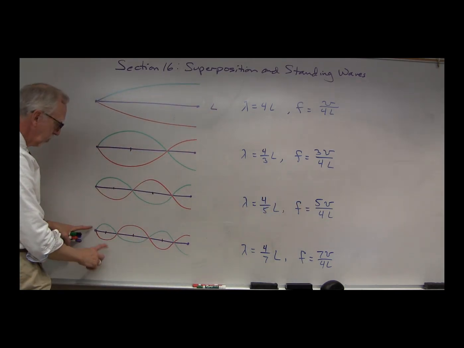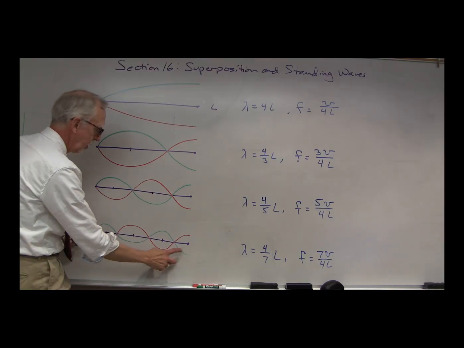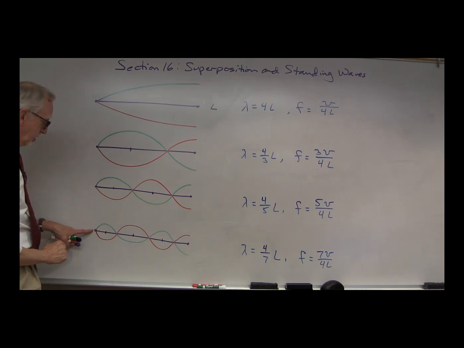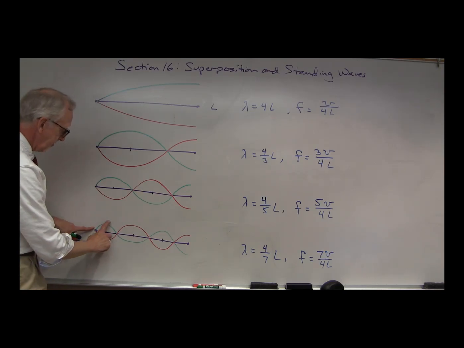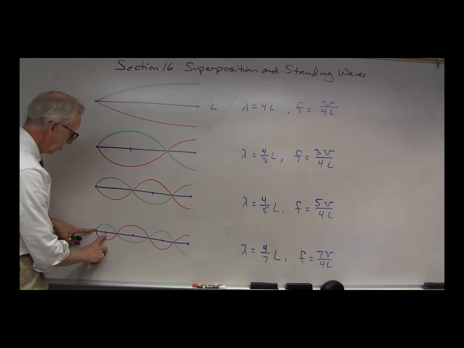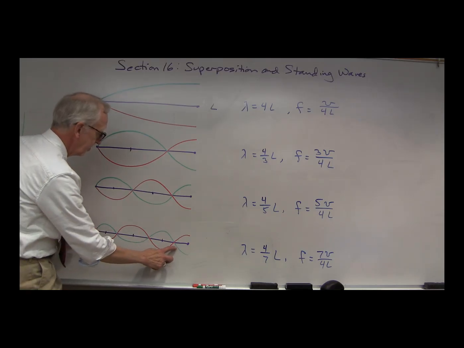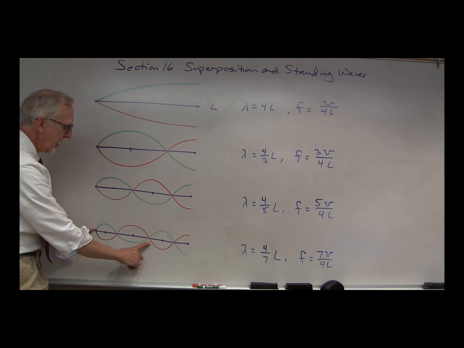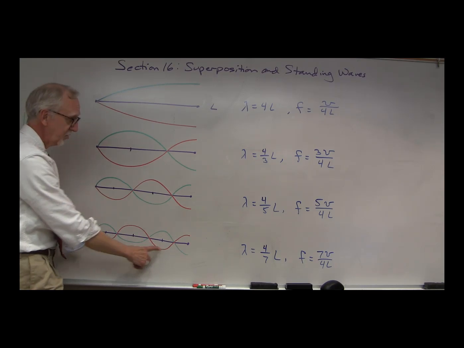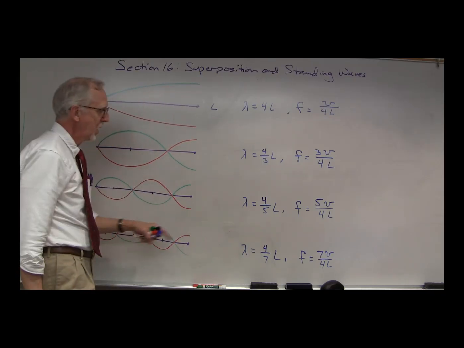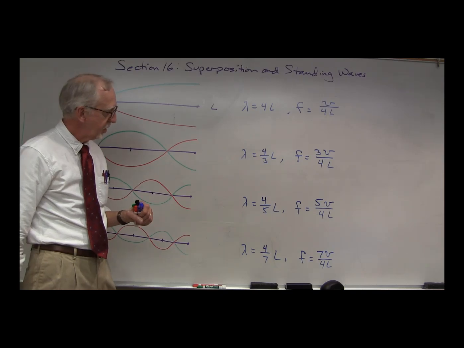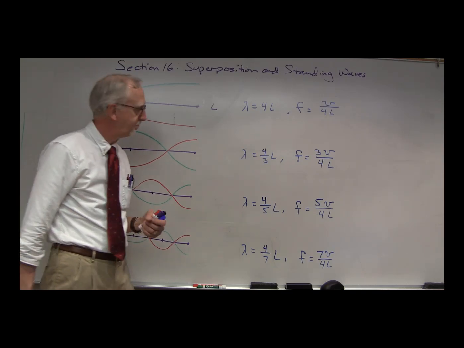What's the next one? Well, here we've got 4 nodes and 4 antinodes. The wavelength would be from here to here. If we divide this up into 7 parts, 1, 2, 3, 4, 5, 6, 7, the wavelength would be 4/7 of the length of the chain, so lambda is 4/7 L, and the frequency is then V over that, which is 7V over 4L.